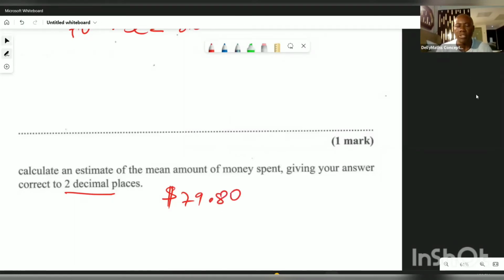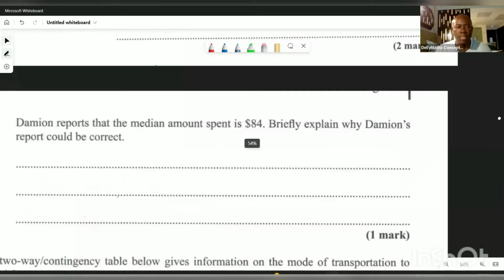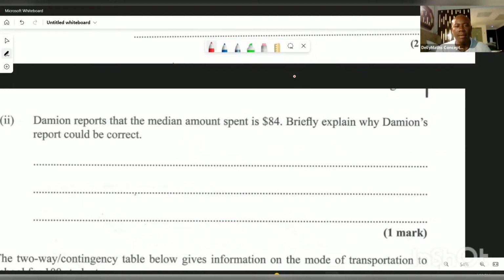All right, so there it is. We have dealt with that. Let's see what else they want to ask here. It reports that the median amount of money spent was $84. Briefly explain why Damien's report could be correct.